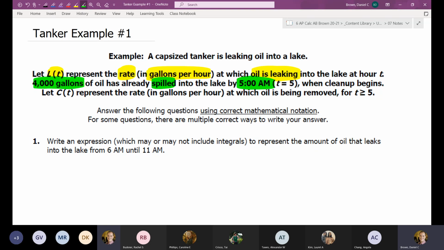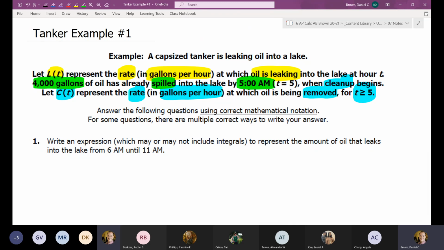And then we have another function. So this is a function C of T. It is also representing a rate. So it is measured in gallons per hour at which oil is being removed or cleaned up. Do notice that that function doesn't start until T is equal to 5, or basically 5 a.m.